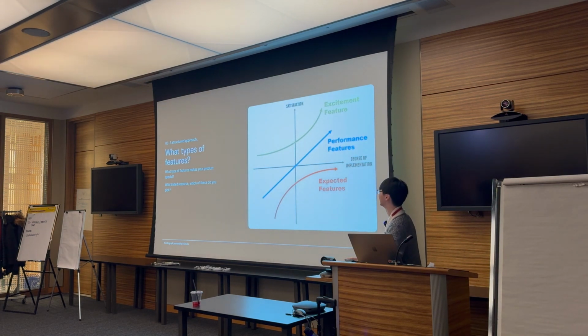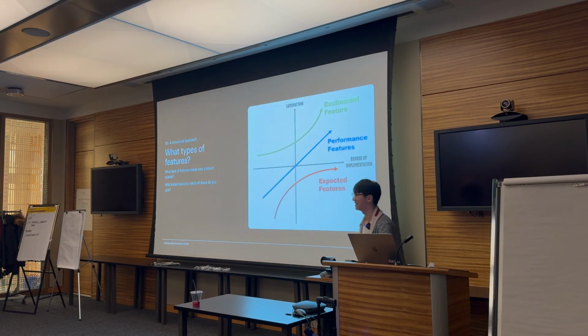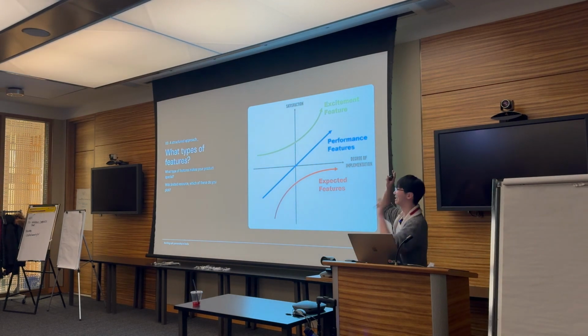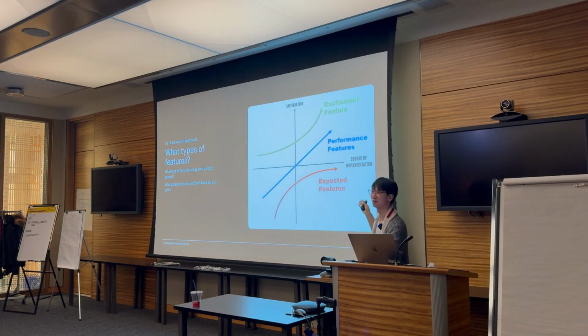But essentially what it is, there's 3 main types of features, and it depends on how users react to how well they're implemented. So there's excitement features. Right now, the biggest excitement feature that everyone tries to shove in their product is AI. 1 or 2 years back, that used to be blockchain. And the level of satisfaction or excitement towards a product increases exponentially when they hear the word AI in the product.